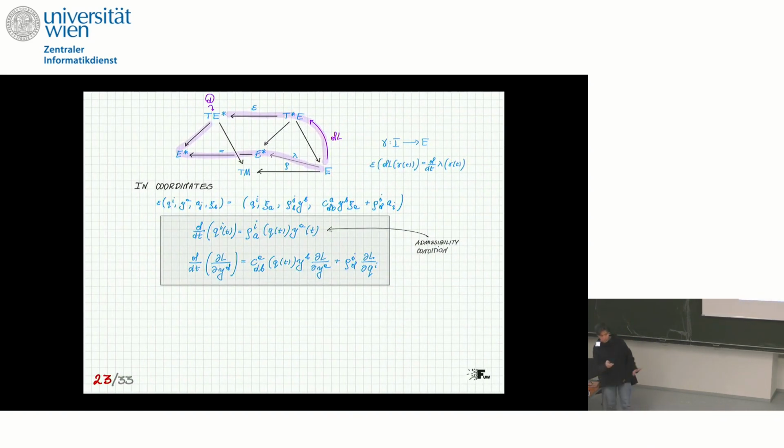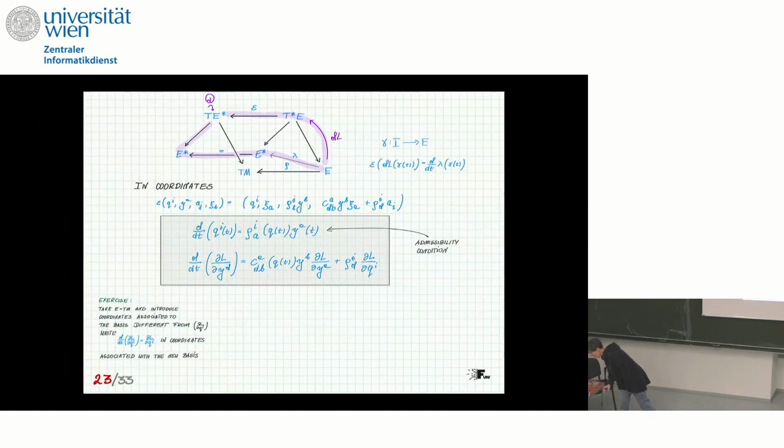Okay. So maybe we finish with this Euler-Lagrange question. If I do that, I will obtain something which in coordinates looks like this. I get this admissibility condition, and I get almost the Euler-Lagrange equation of the usual case. There is a prolongation with respect to time of my momenta here, and there is this part, and there appear structure constants.